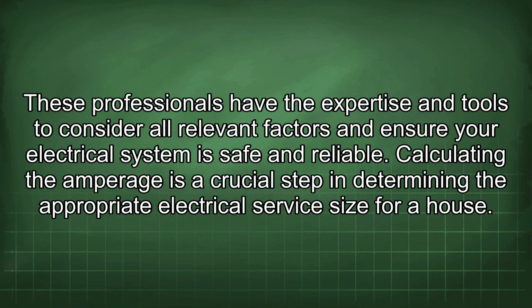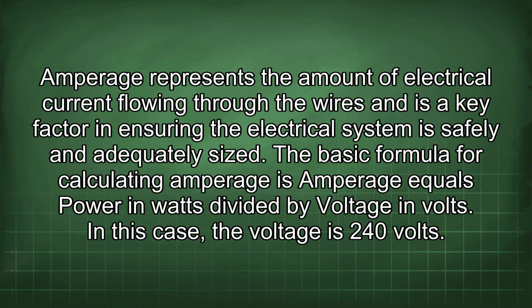Calculating the amperage is a crucial step in determining the appropriate electrical service size for a house. Amperage represents the amount of electrical current flowing through the wires and is a key factor in ensuring the electrical system is safely and adequately sized. The basic formula for calculating amperage is amperage equals power in watts divided by voltage in volts. In this case, the voltage is 240 volts.